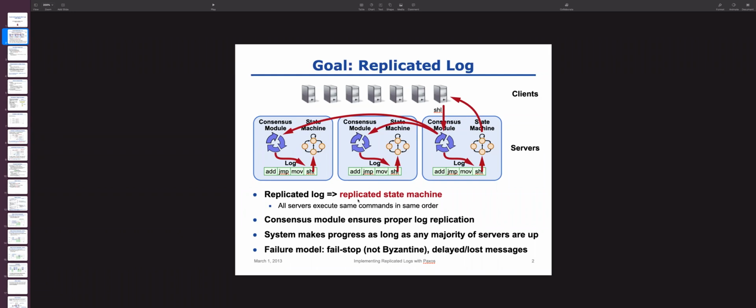Okay. So the system will be available as long as a majority of the servers are up. Say you have 3 servers, we need at least two to operate. If you have 5 servers in the cluster, we need at least 3 servers up and running, so that the consensus module will be available and we can use it.